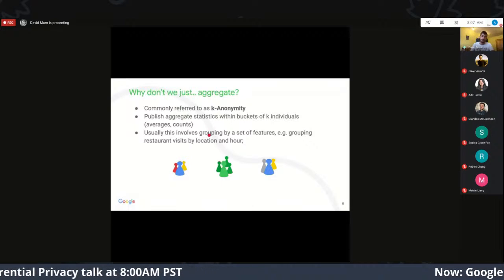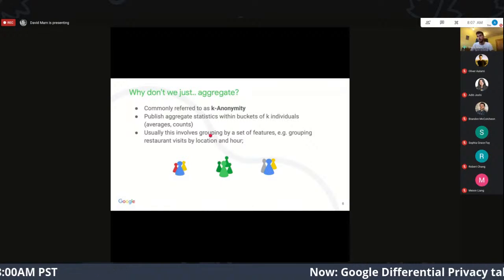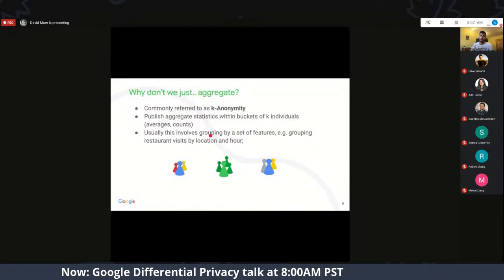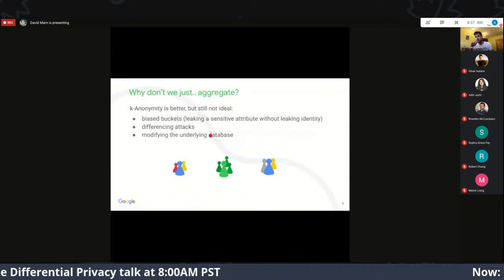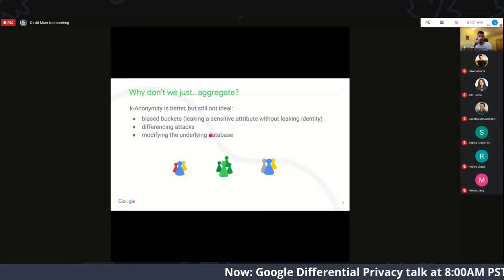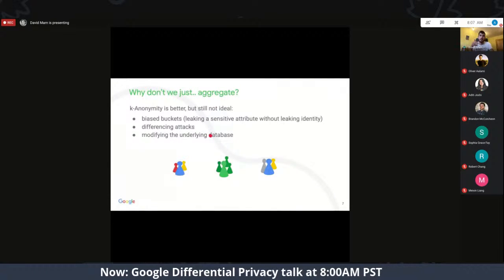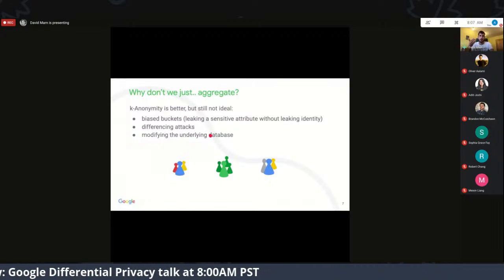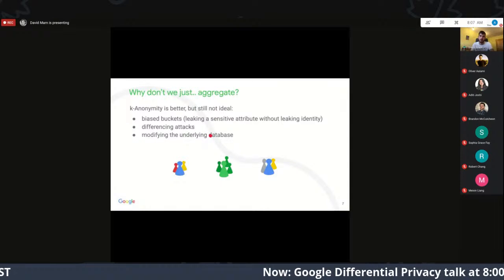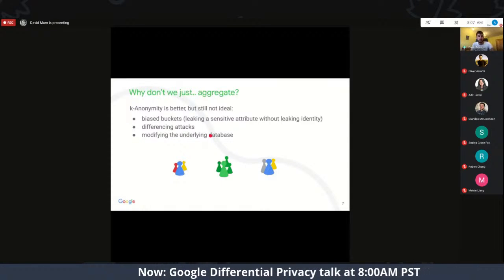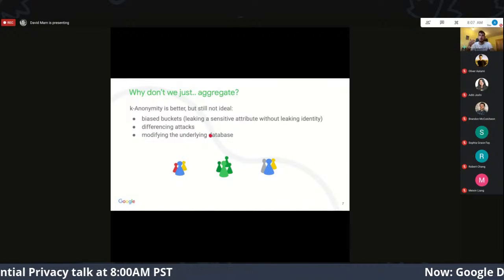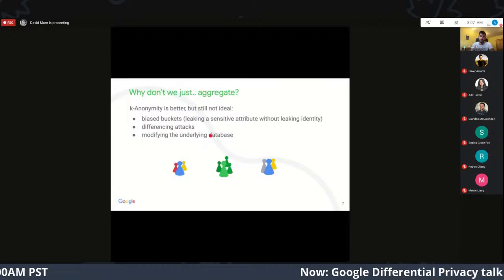For instance, in the restaurant visit case, we would group it by the location, so the restaurant, and the hour of the day when someone is present. Now, this has quite a lot of problems, although it is a lot better than de-identification. For instance, if everyone in the dataset belongs to a very biased bucket, you can easily infer information about an individual. If you publish a study saying that 50 people participated and all 50 of those smoked, then you have learned something about each individual participating in this study.